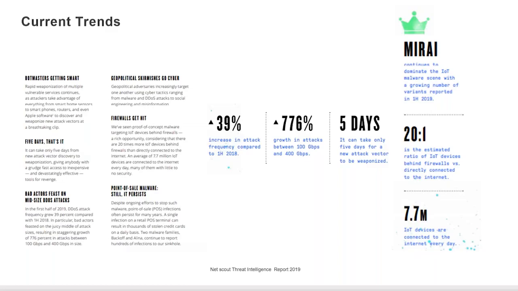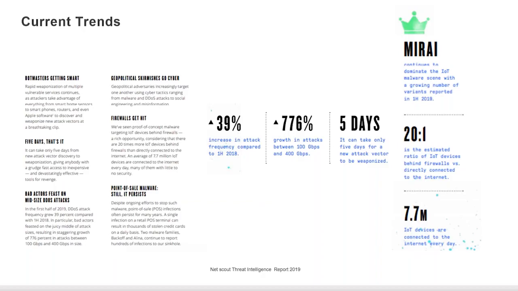Some of the other things to note is that it takes a relatively short timeline, once a new attack vector has been discovered, to actually weaponize it. Meaning taking over that IoT device or that device and exploiting it in terms of making it under their control.